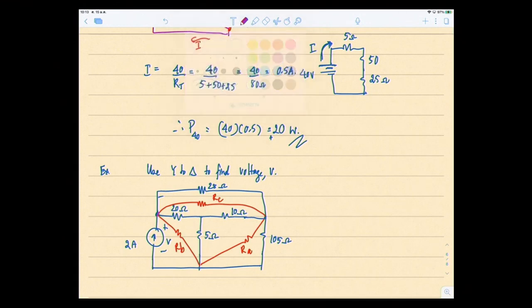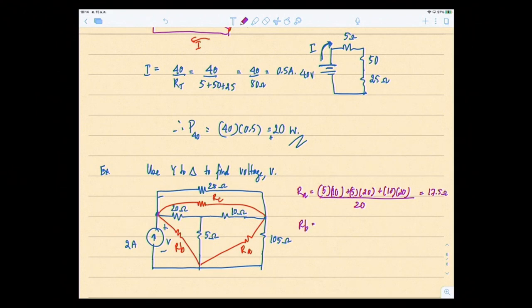That means use a formula to transform what RA is. RA is equal to the combination of the multiplication of two resistors around the T. So let's start with 5 times 10, plus 5 times 20, plus 10 times 20, over the resistor opposite to RA, which is 20 ohms. So RA equals 17.5 ohms.